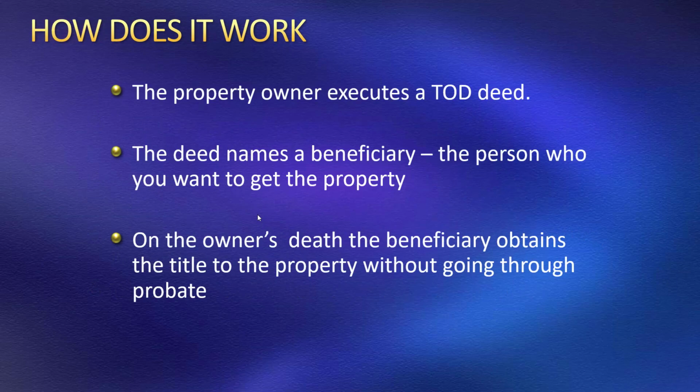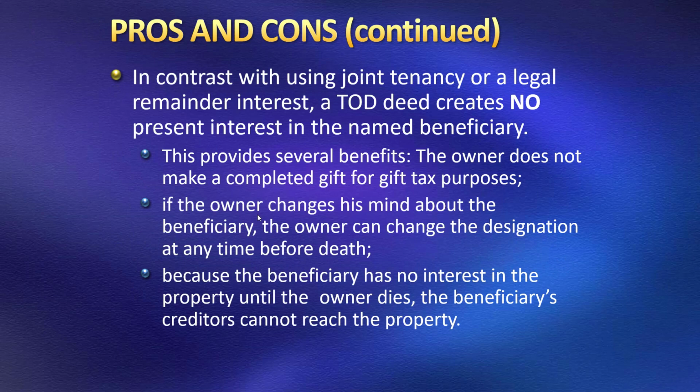How does it work? The property owner executes this transfer on death deed. The deed names a beneficiary, the person who you want to get the property. On your death, the beneficiary obtains the title to the property without going through probate. In contrast with using joint tenancy or legal remainder interest, a transfer on death deed creates no present interest in the named beneficiary. This provides several benefits.